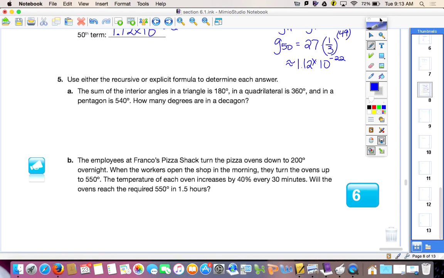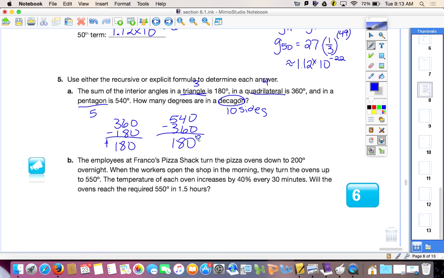A decagon means it has 10 sides. Triangle, 3 sides. A quadrilateral, 4 sides. A pentagon, 5 sides. So, what is happening between these? Well, between a triangle and a quadrilateral, we would say it's 360 minus 180, which is positive 180, sorry. And then we've got a pentagon, 540 minus 360. Again, that's 180. So we can see that every time we add a side, our interior angles come up to 180 degrees more.